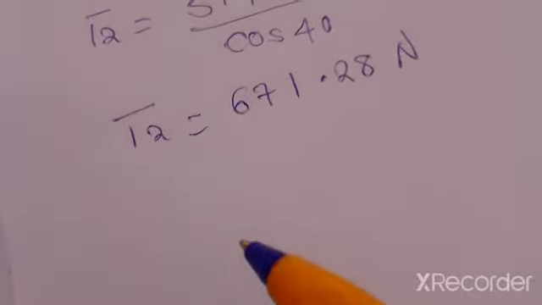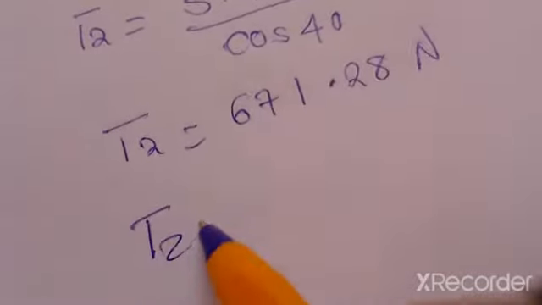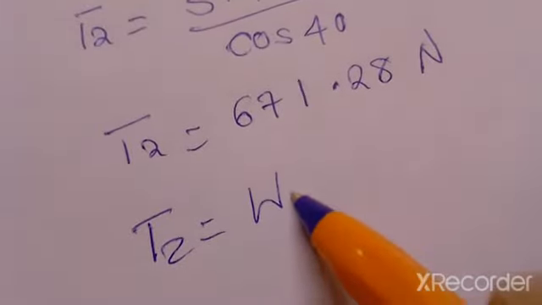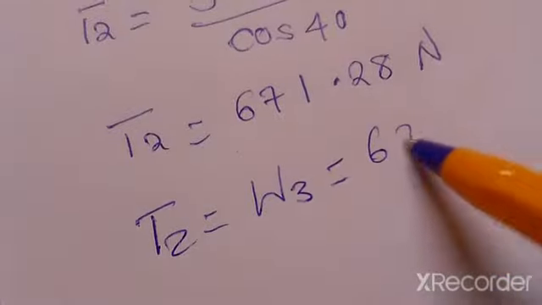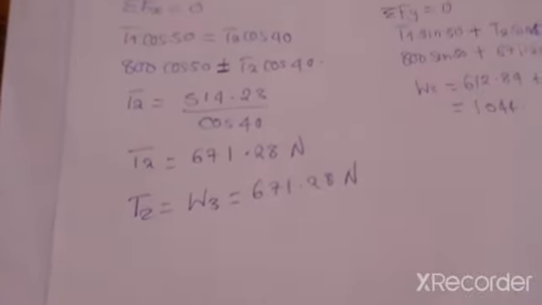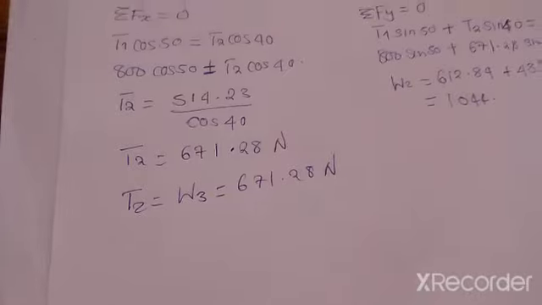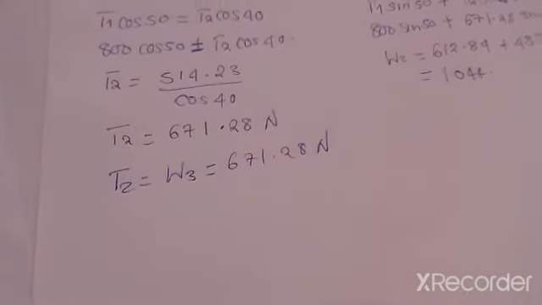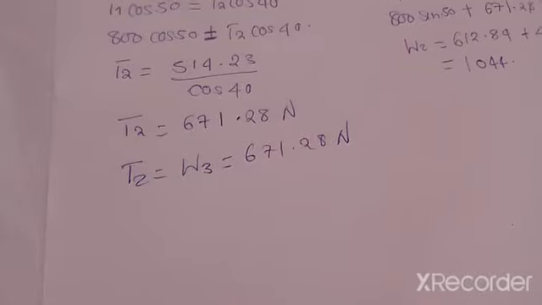Tension 2 is equal to W3, and since we have calculated tension 2, we'll take this as W3. So we'll say T2 is equal to W3, which is equal to 671.28 newtons. That's what we have there. Of course, I've noticed that this answer is a bit different from the one that's been given as the solution for a tutorial. I'm not sure where I have made a mistake for me to get this answer.